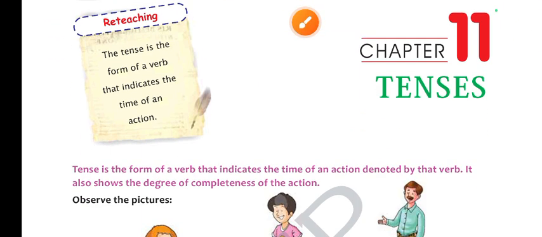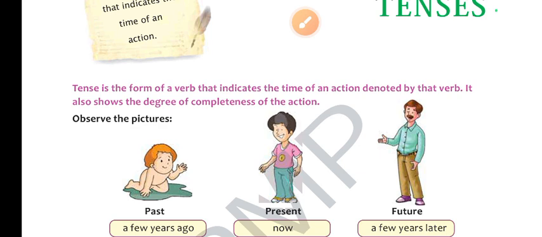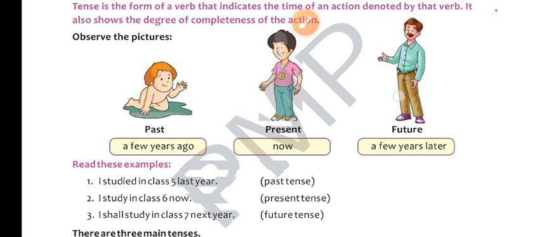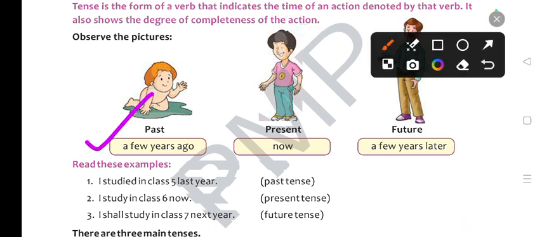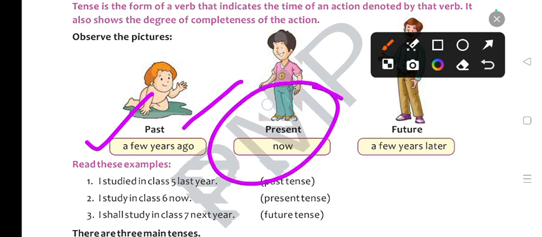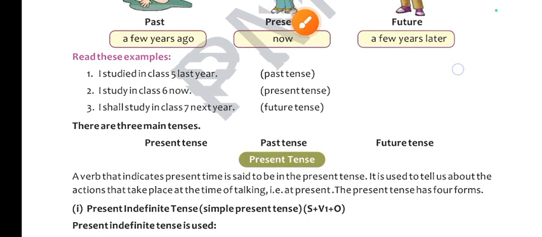The tense is the form of a verb that indicates the time of an action, right? Tense is the form of a verb that indicates the time of an action denoted by the verb. It also shows the degree of completeness of the action. Now just observe the picture here. A few years ago, it shows past. Now, it means we are talking about present. A few years later, it's going to be part of future, right?